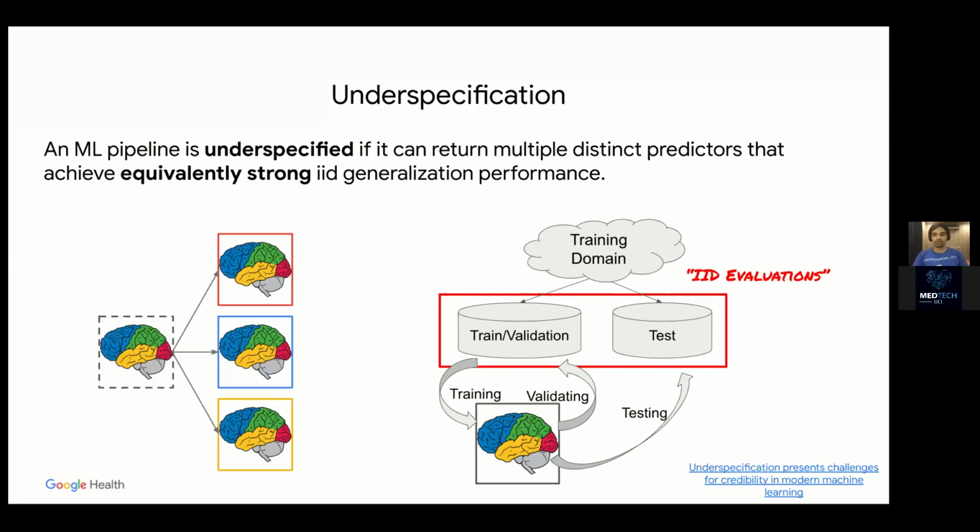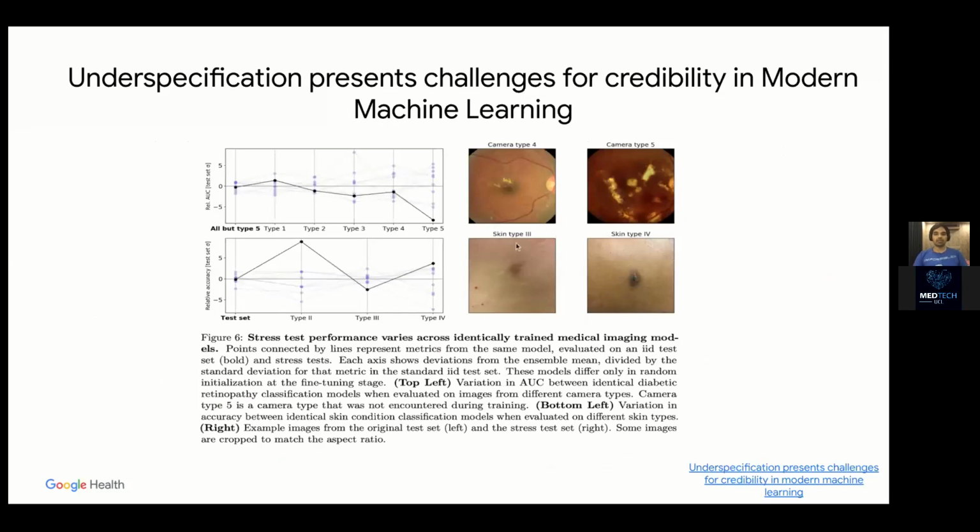And to showcase this better, we looked at three different tasks, two in medical imaging and one in the EHR domain. And in the medical imaging domain, what we found is, for example, in the diabetic retinopathy models that we have, right?